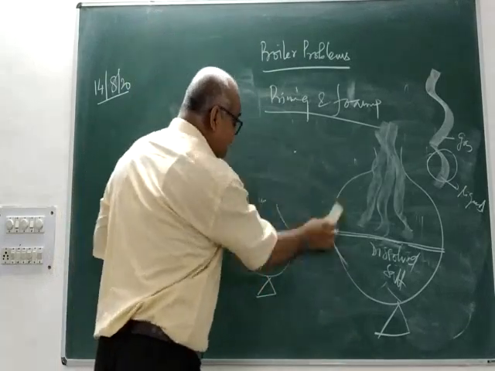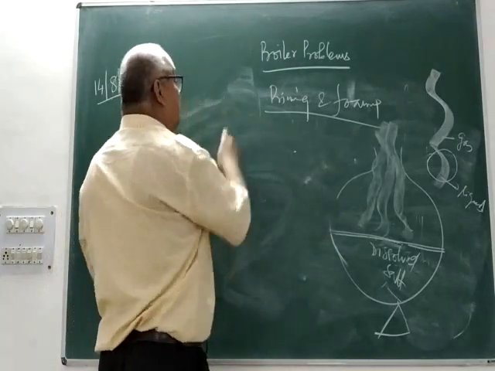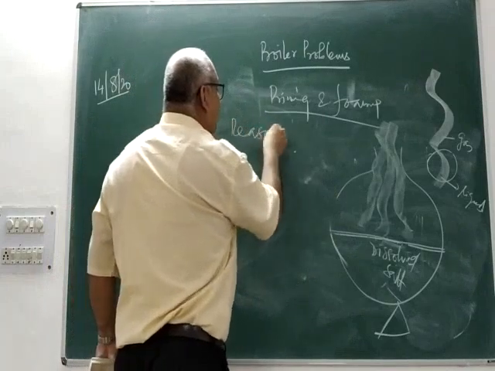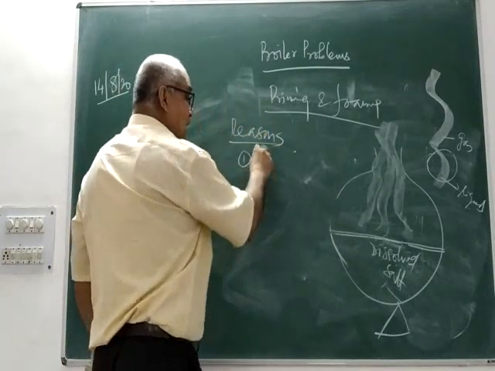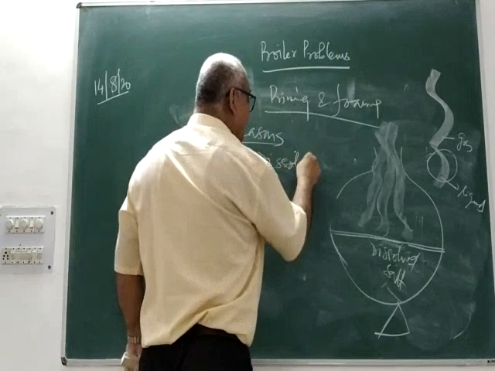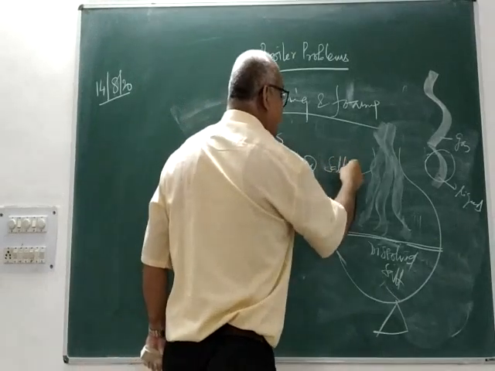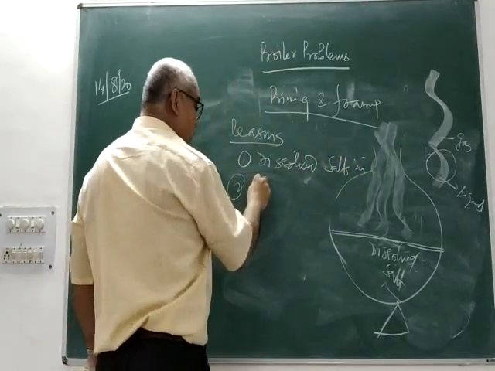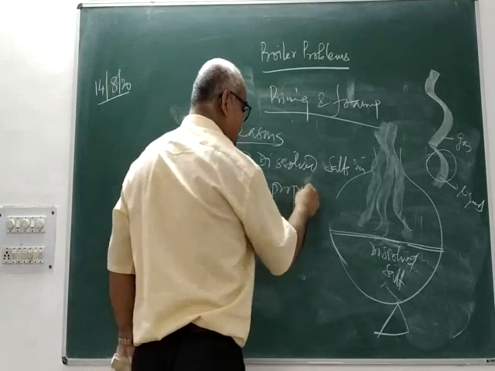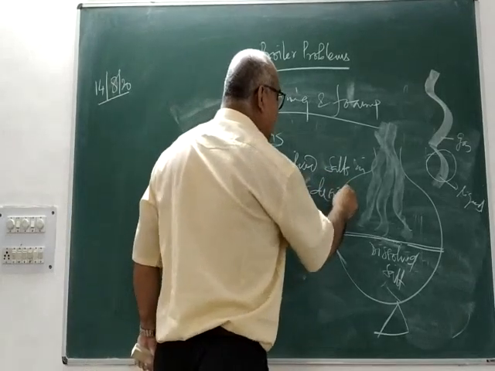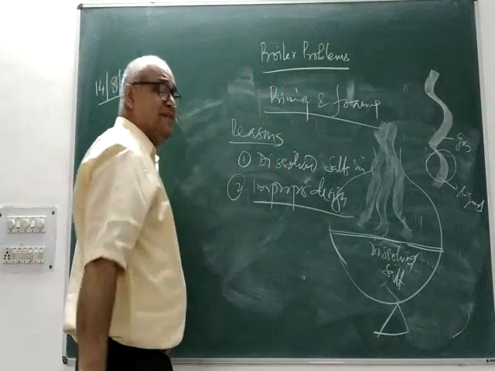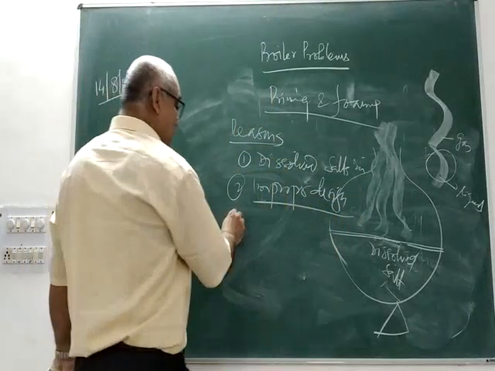Now we have to see what is the reason of priming. What is the main reason of priming? Reasons are, number one, dissolved salts in it. Number two, improper boiler design. If the design of the boiler is not proper, then also it can happen.